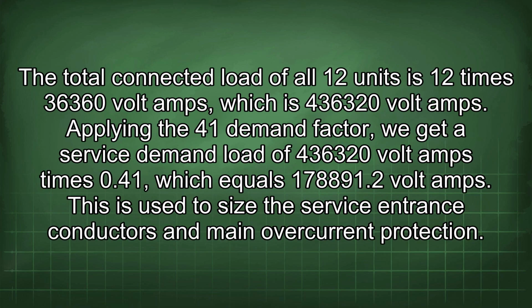The total connected load of all 12 units is 12 times 36,360 volt amps, which is 436,320 volt amps. Applying the 41 demand factor, we get a service demand load of 436,320 volt amps times 0.41, which equals 178,891.2 volt amps. This is used to size the service entrance conductors and main overcurrent protection.